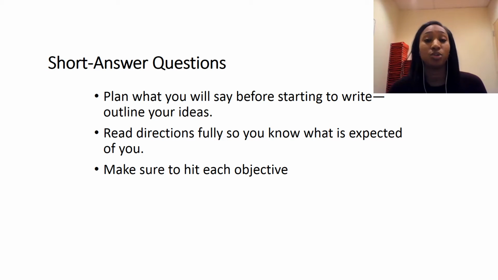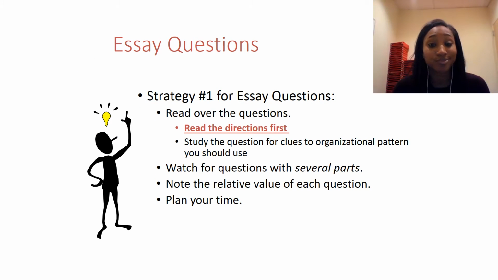If I ask you to list the goals of the Renaissance or list the goals of the Progressive Era, and then I ask you to provide examples, think about what examples you're going to provide. Think about how you're going to explain them. And make sure you hit each objective. If there's a two-part question, I expect you to answer both parts. Make sure you're reading those questions, which is a huge part of my strategies for answering essay questions.